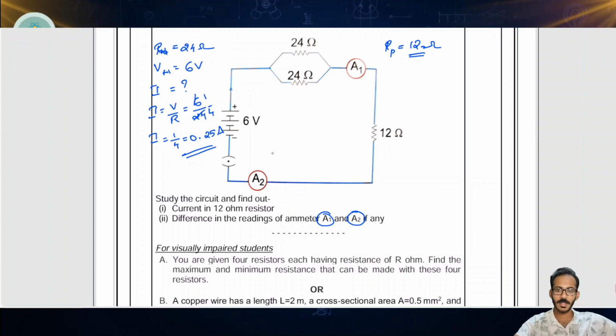So if you just look at the ammeters, this ammeter is connected in series with the circuit with this ammeter. Ammeters are always connected in series. So when they are connected in series, automatically the current across both will be equal. So difference in the readings of ammeter, there won't be any difference. Both the ammeters will show us 0.25 ampere, and here also it will show 0.25 ampere. So there is no difference, or we can say the difference is 0 ampere. That's it.